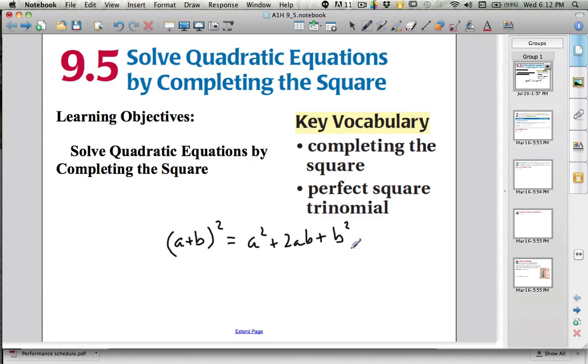And what we're looking at here is, how do I create the square of a binomial? Because it will allow me to go on and solve a quadratic function by taking the square root of either side. So that inherently is what we're doing: we're going to create a perfect square trinomial through a process that's called completing the square.